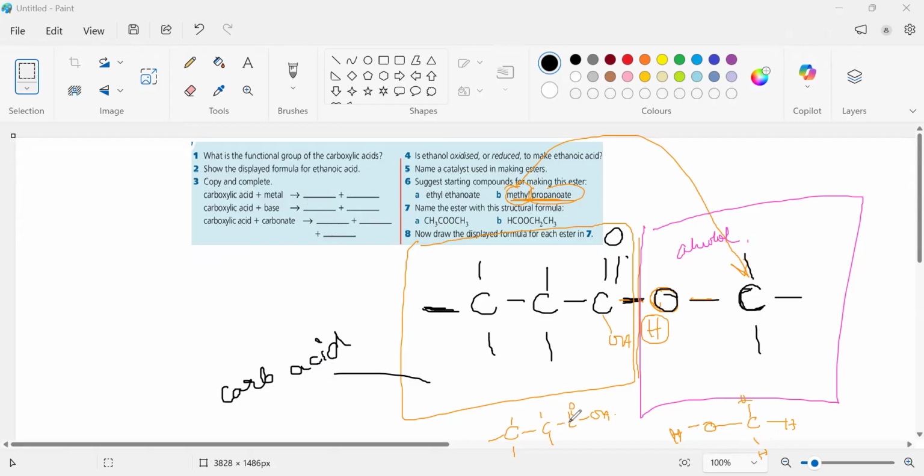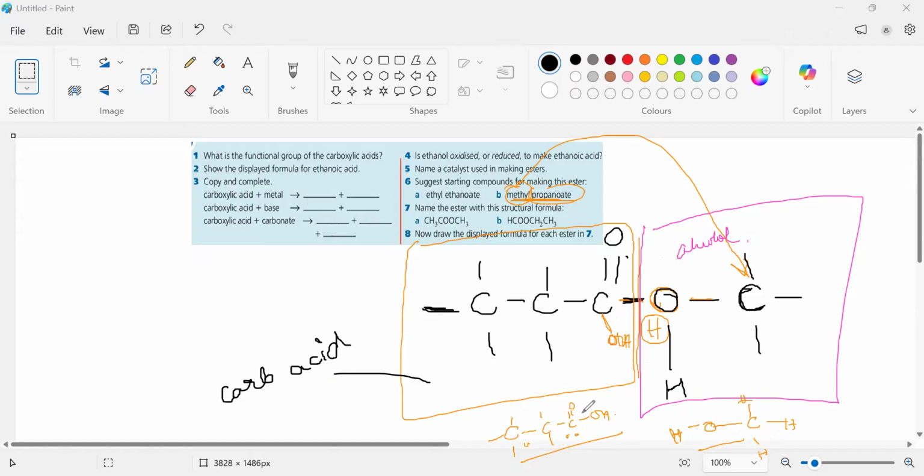So basically here we write H, and here we have to write OH, to get the starting compounds. So this is ethanol and propanoic acid. Why do we have to write OH here if we are breaking this one? Because the reaction was like that, right?